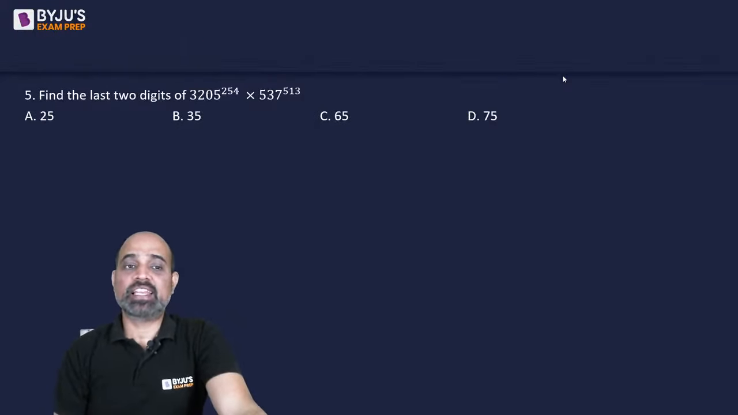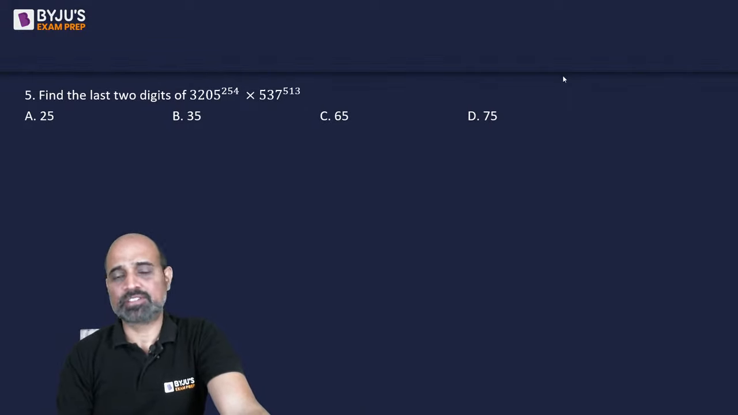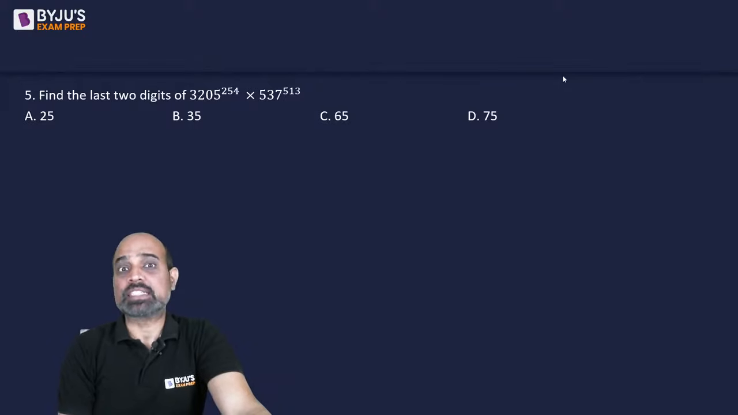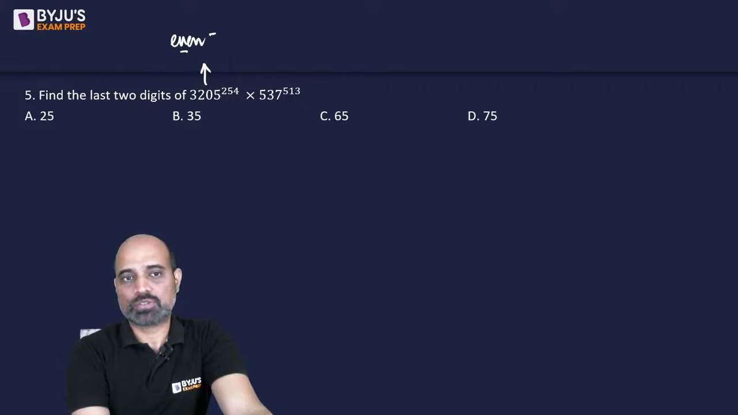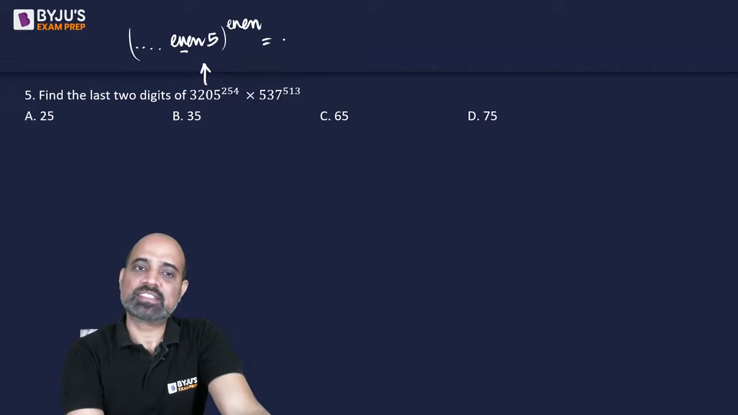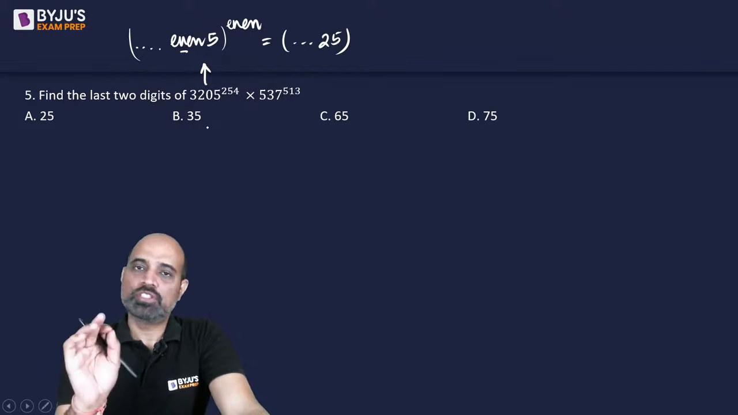Next, find the last two digits of 3205 to the power 254 into 537 to the power 513. Now, these problems, finding out the last two digits, have a pattern, but it becomes easier if you have 5 as the last digit of one of the numbers. So looking at the first one, this is of the type even digit to 5, with the last two digits to the power even. Whenever you have such a number, the answer ends in 25. So पहला वाला जो number है, उसका last two digits 25 होगा.